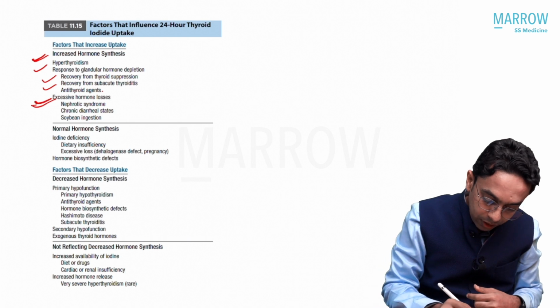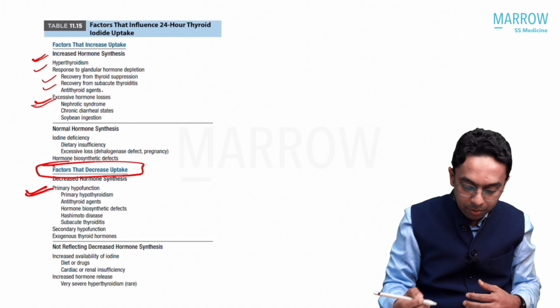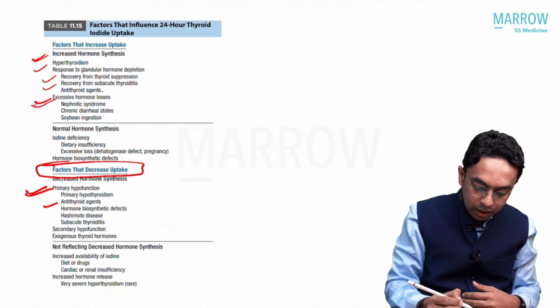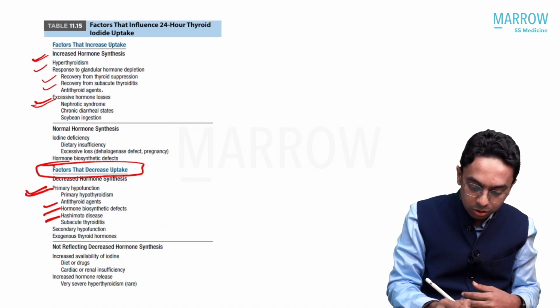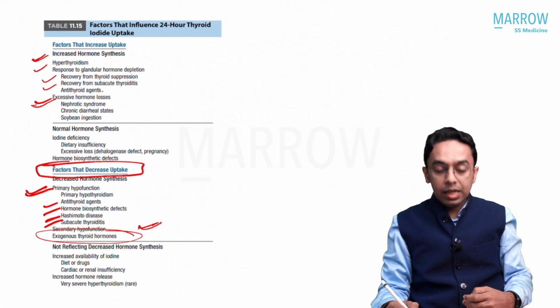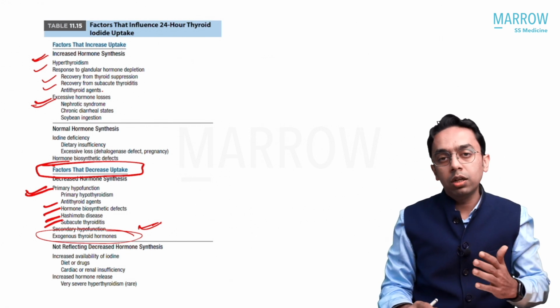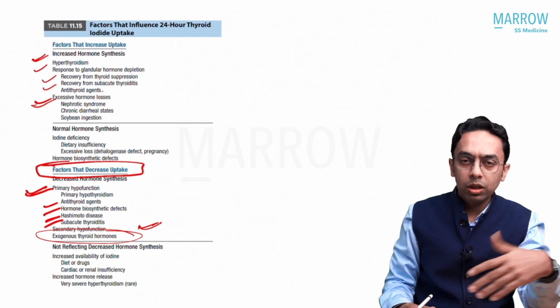Okay. Then which factors decrease uptake? Hypofunctioning, like primary hypothyroidism, when you are giving them anti-thyroid drugs, any defect, Hashimoto's disease, thyroiditis, and exogenous thyroid hormone. These will have decreased uptake. So you can remember by the basic mechanism. You don't have to remember all the names. So this is the end of our discussion.